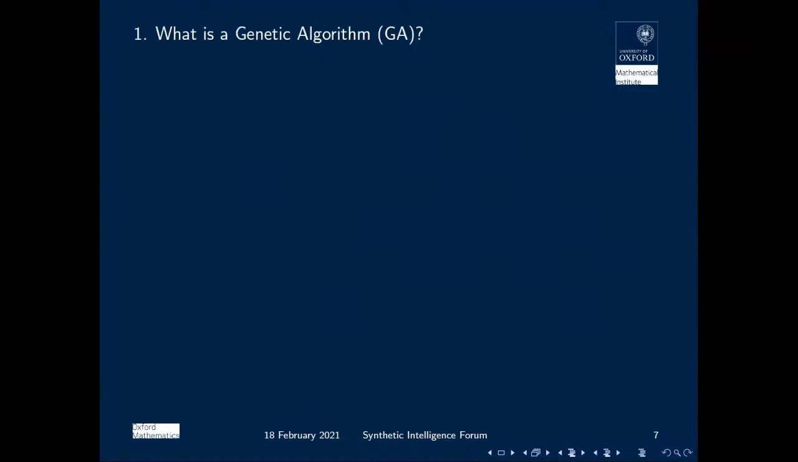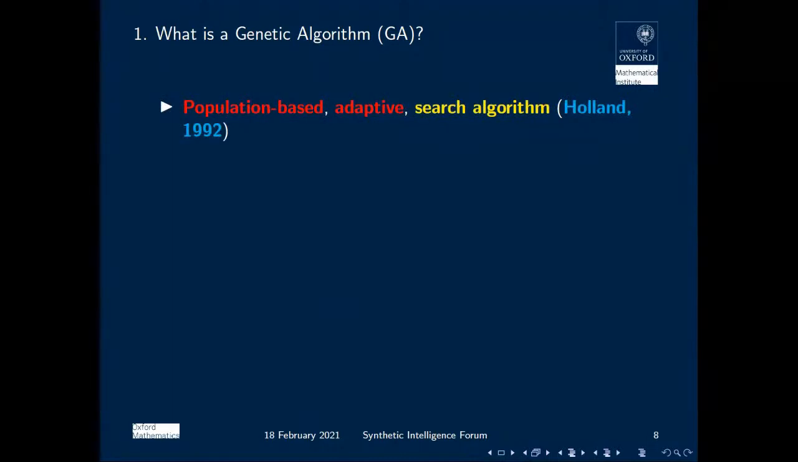So what is a genetic algorithm, or a GA? It is a search algorithm. So an algorithm that is searching through a space of possible solutions in order to find the best solution to a given problem, or the best solution in a given environment, that has two main characteristics.